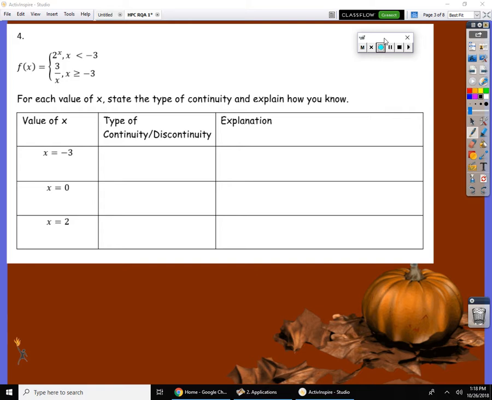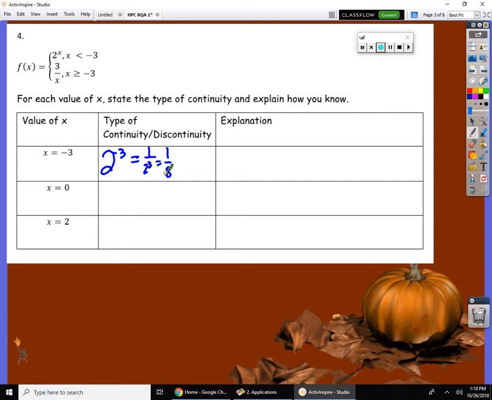Negative 3, okay? All right. So this first question asks me about the value of x at negative 3, so we're going to test it in both equations, because that is the transition spot. So we have 2 to the negative 3, which is 1 over 2 to the 3, which is 1 over 8. And this is talking about looking at the limits and the types of discontinuity, okay?